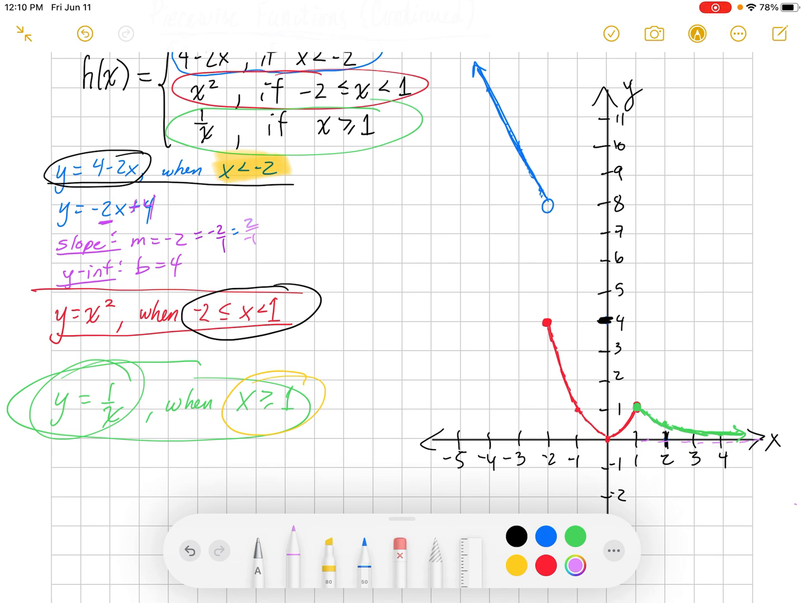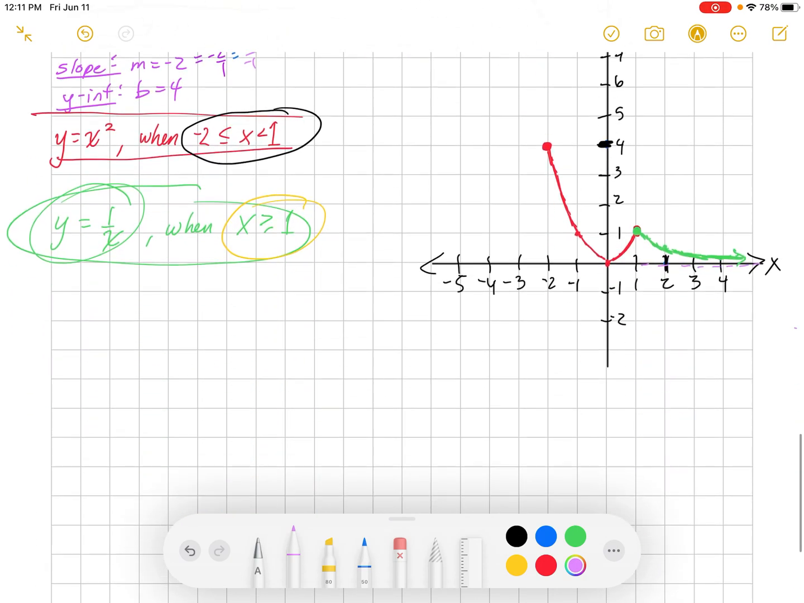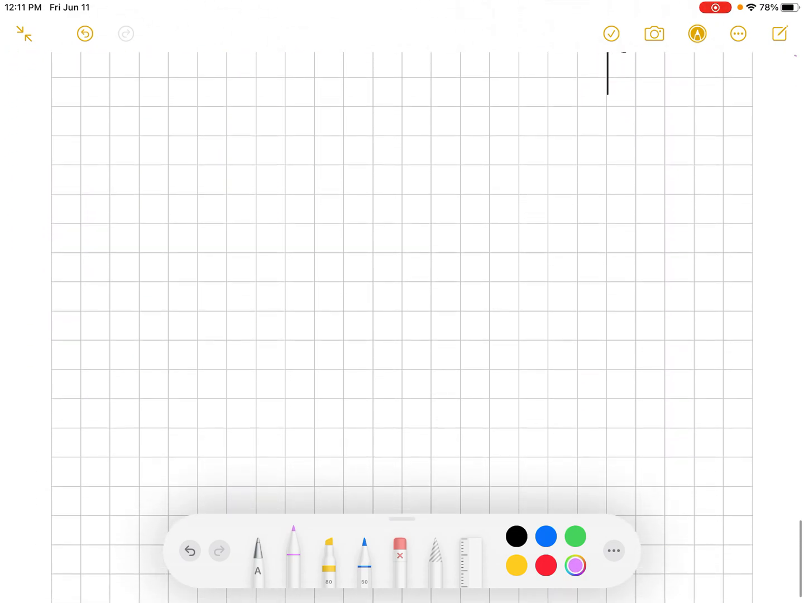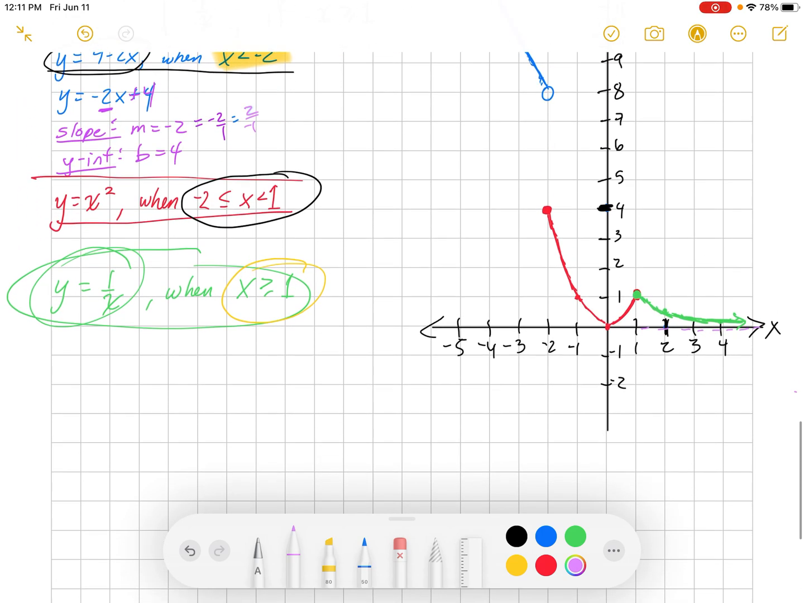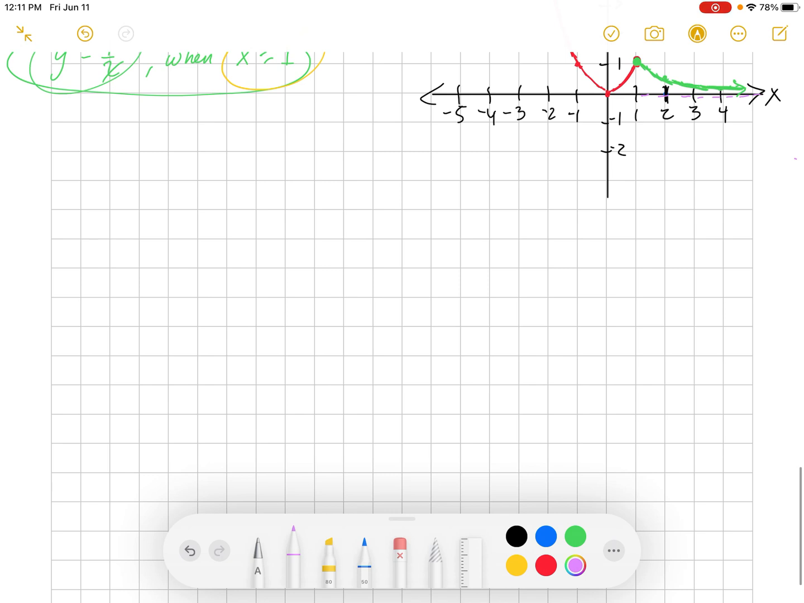Notice that it's a broken function, right? It's disconnected. That's fine. That happens sometimes. Your graphs don't always have to be connected. So this would be called a discontinuous graph because it's disconnected. All right, we're going to do one more example. One more example for practice sake.